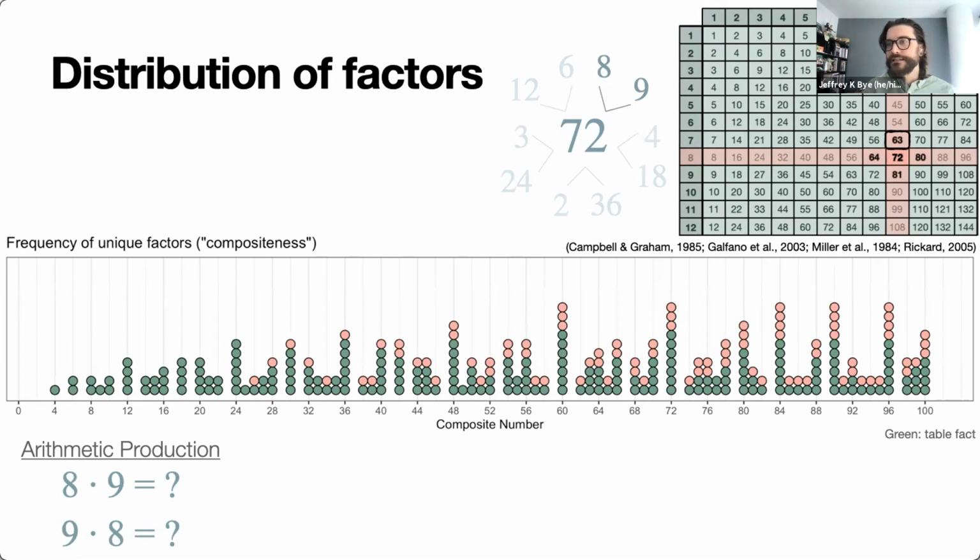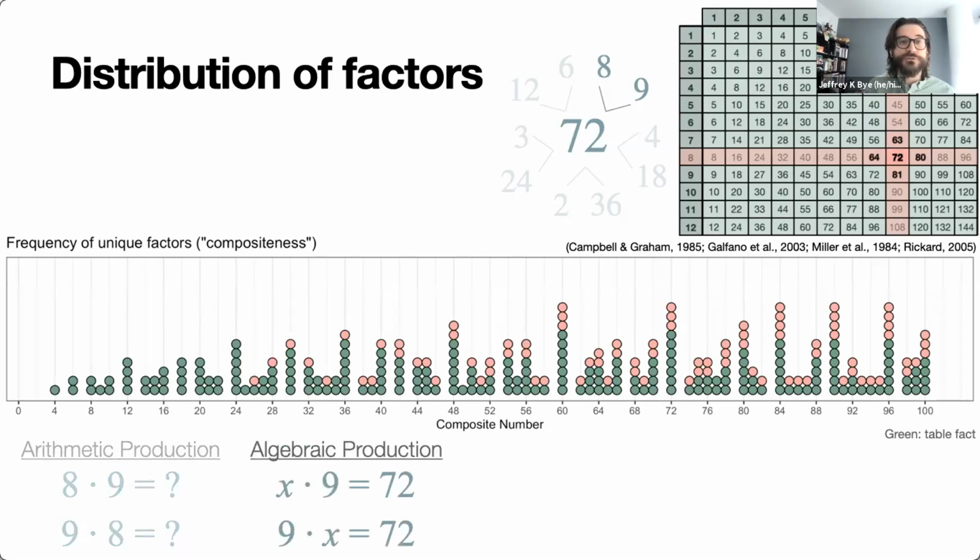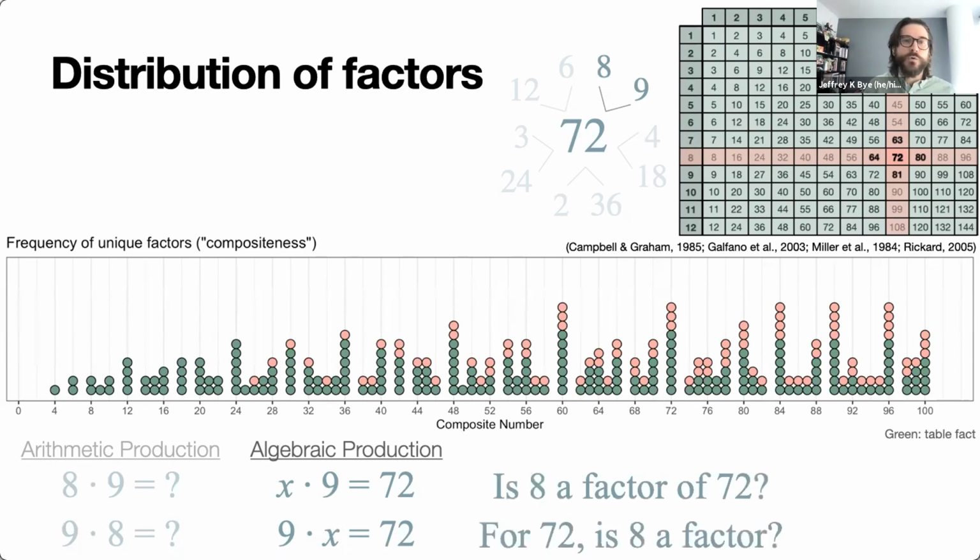We aren't interested in that task because that gives you both of the factors. So we want to go the other direction. Instead of an arithmetic production task, we're going to hide one of the factors from you in an algebraic task and have people try to produce the factor. So in x times 9 equals 72, what's the factor that goes where x is? What does x represent? We also wanted to look at a novel task that asks just, is 8 a factor of 72? Yes or no? Or the other direction, for 72, is 8 a factor? We call this a factoring verification task.